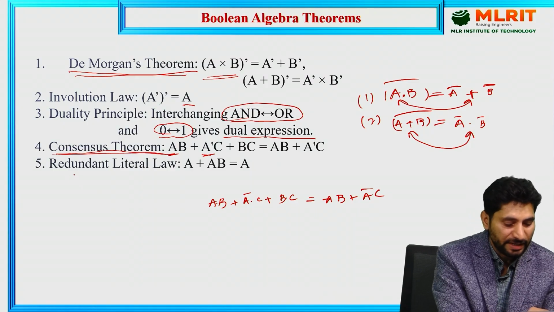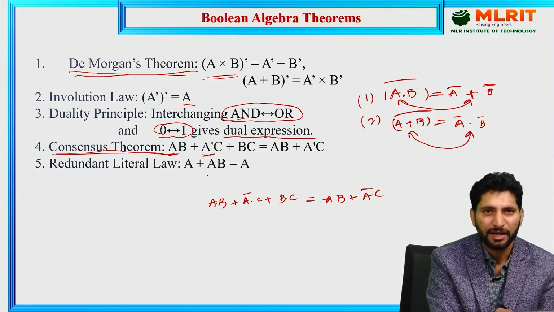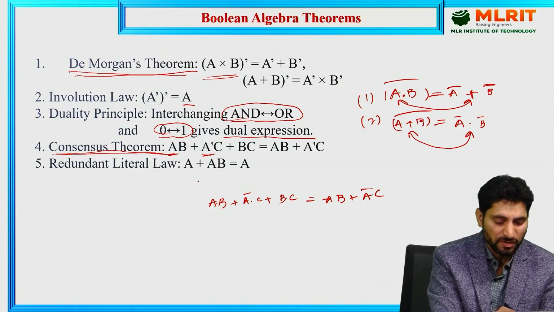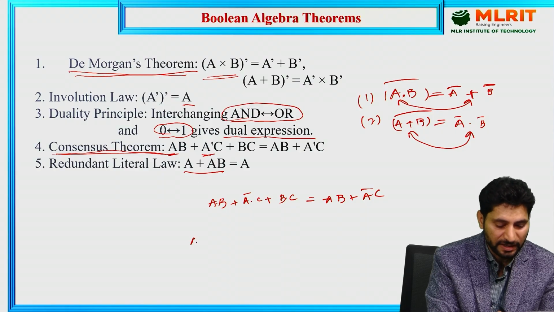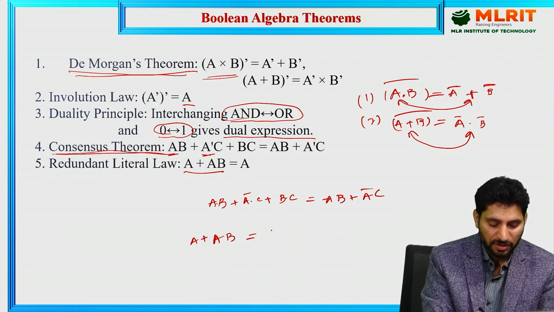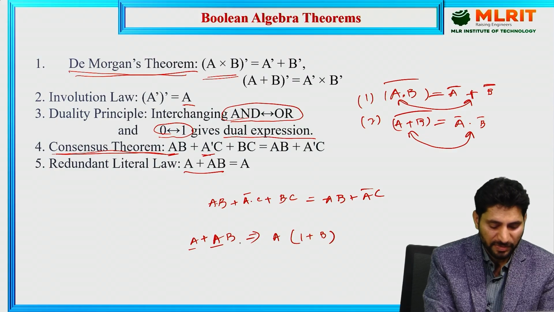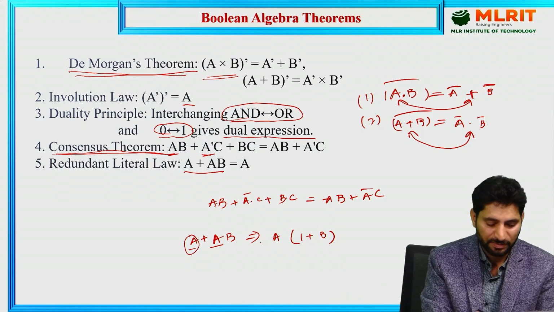Next one, redundant literal law. So here variable will be in redundant form. As per this, if you take redundant law, A plus AB is equal, we can take common of A and we can write 1 plus B, because in this term A was common, and from the first term we get 1 plus, in the next term we'll get B.